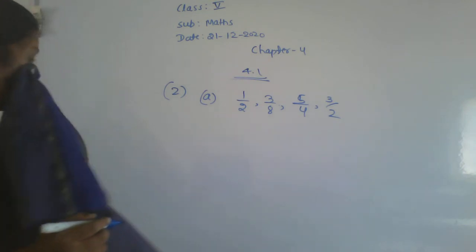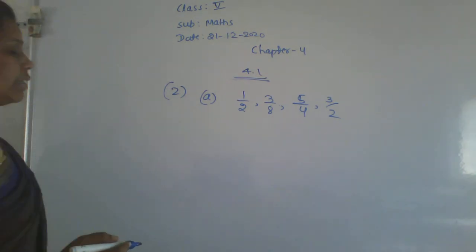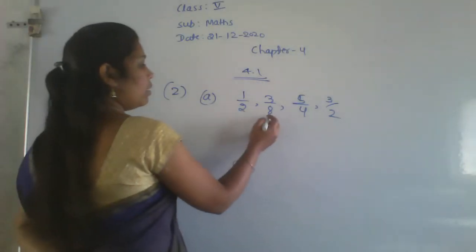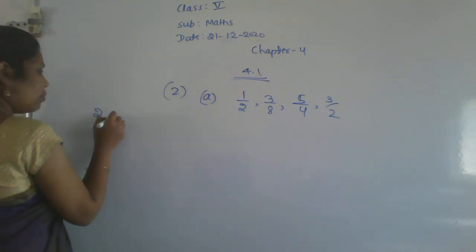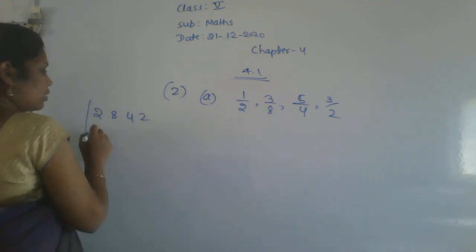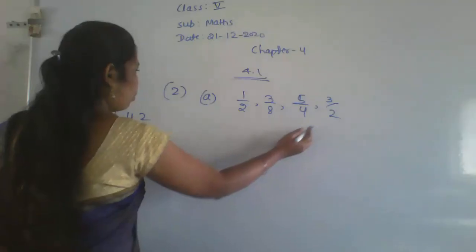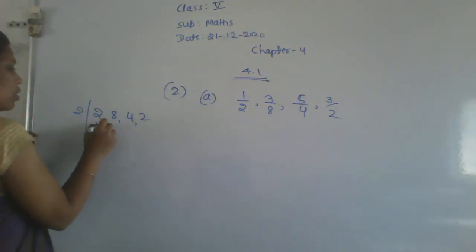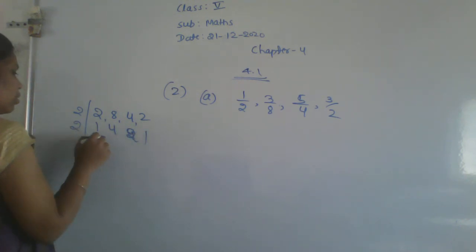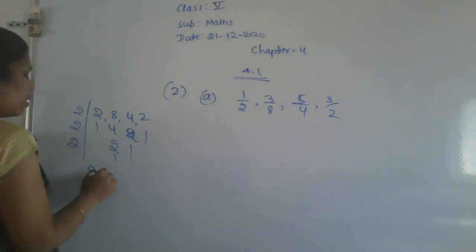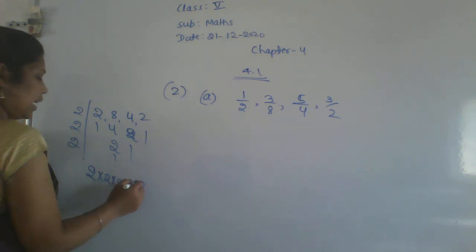Okay, so now make all the denominators 8 only, and take the LCM of 2, 8, 4, 2. What is the LCM of 2, 8, 4, 2 here? 2 ones are, 2 fours are, 2 twos are, and 2 ones are. Next 2 twos are, 2 ones are. Again 2 ones are. What is the LCM here? That is 8 only, right?